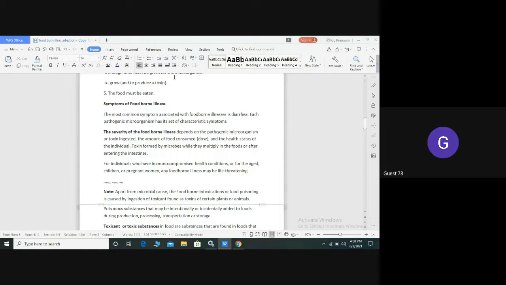So we are discussing the general symptoms of foodborne illness. What kind of general symptom occurs in foodborne illness? The most common symptom associated with foodborne illness is diarrhea. Each pathogenic microorganism has its set of characteristic symptoms. The severity of the foodborne illness depends on the pathogenic nature of the bacteria, microorganism or toxin ingested by the human being.